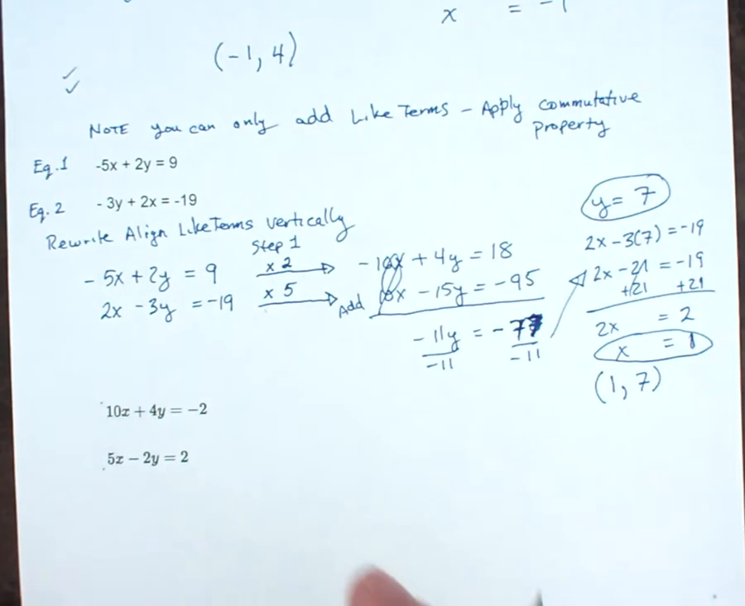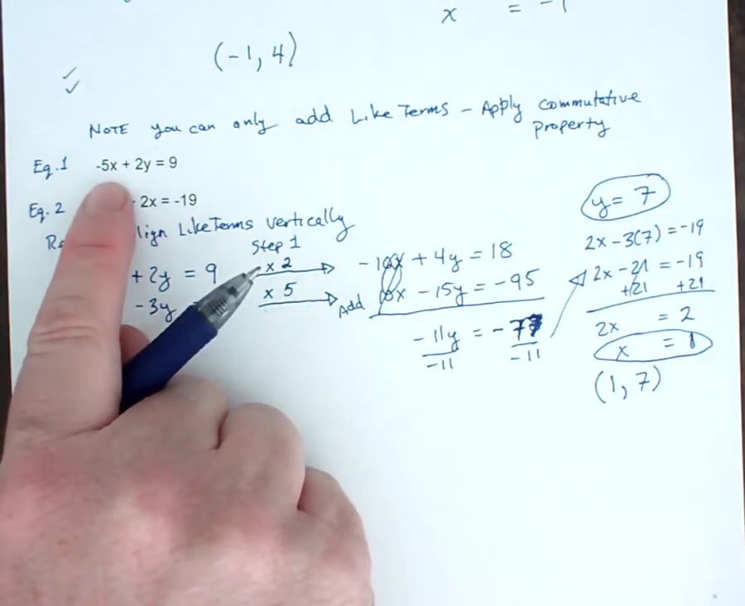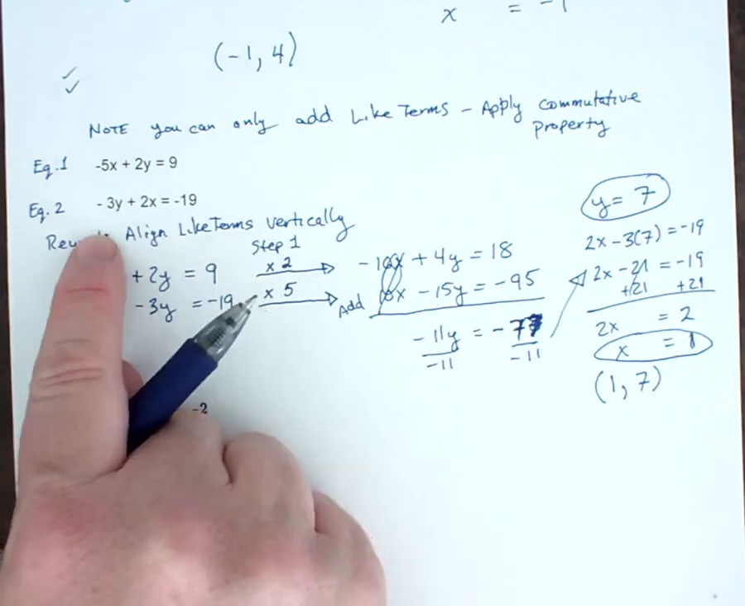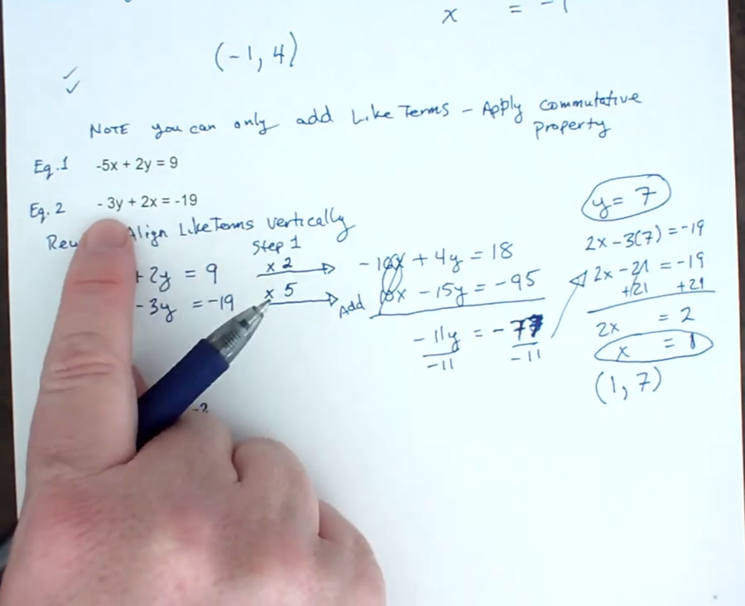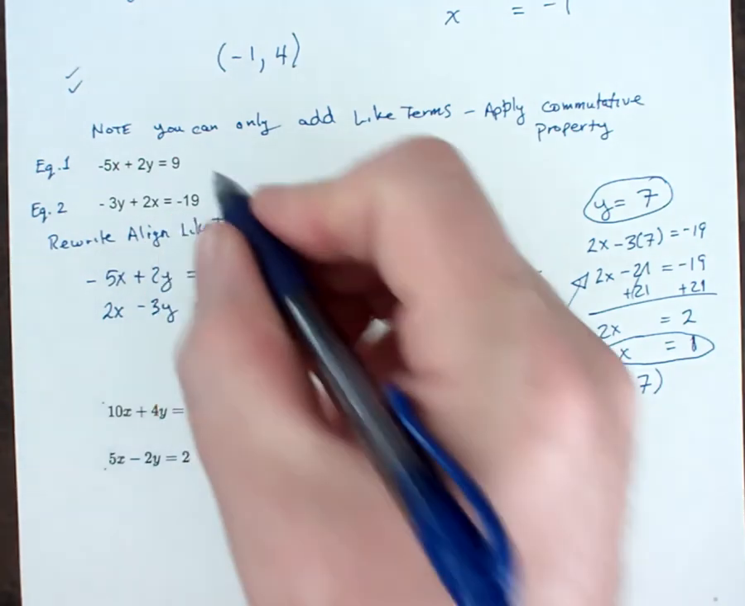And if you plug them back in there, they should work out. Negative 5 plus 14, that's right. And make sure that's negative 21 plus 2. Yes, they both check. Check, check.